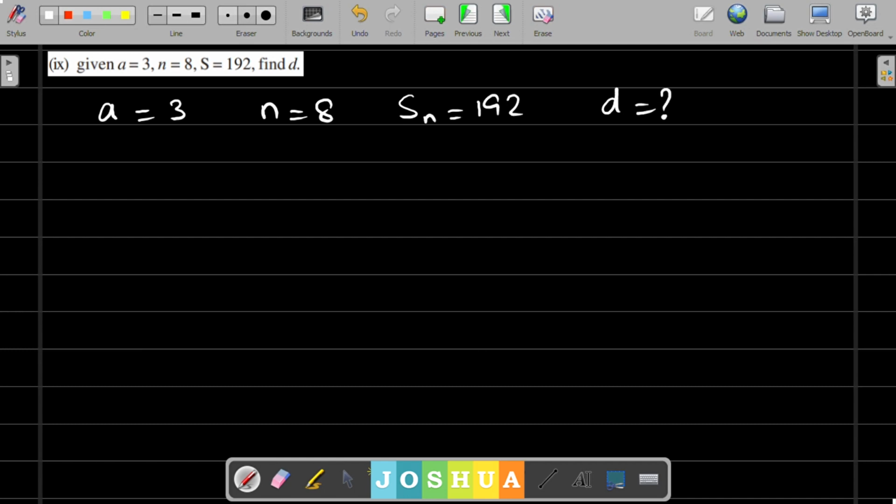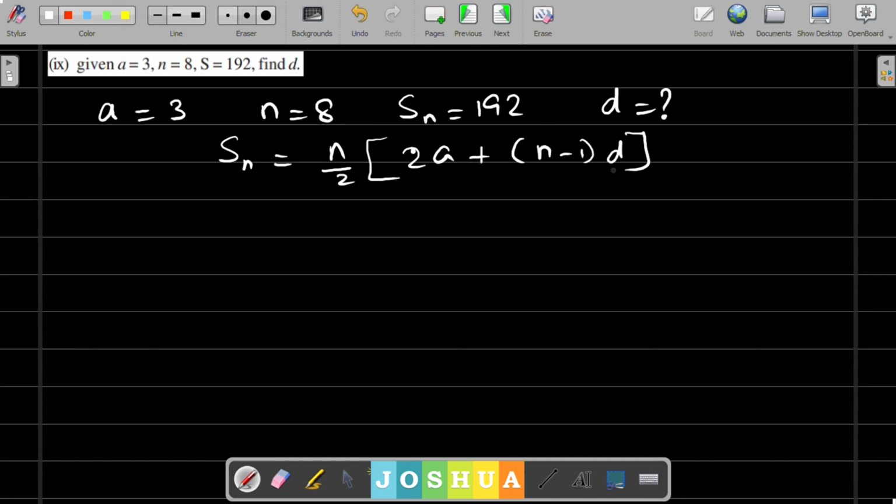Okay, so now you tell me which equation we can go for here. They're asking d, so definitely Sn equal to n by 2 times a plus an is not possible. So I'm going for the first formula, Sn equal to n upon 2 times 2a plus n minus 1 times d.